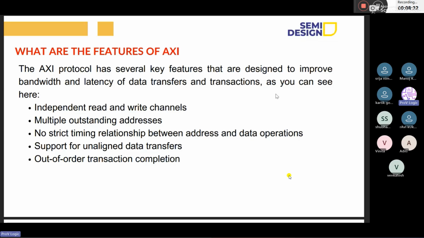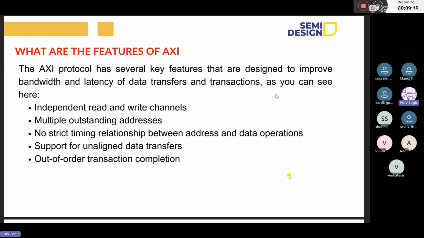So out of order transaction, like that, multiple outstanding addresses, as I told, we can transfer multiple transactions at a time. And another thing is quality of service. It checks the quality of service at every level. In VLSI design, we have quality of service at every step, every level. That means once architecture is designed, micro architecture is designed, we check the quality of service. Once the RTL program is ready, like Verilog HDL, once the circuit netlist is generated, we check the quality of service. Once verification is done, we check the QoS.